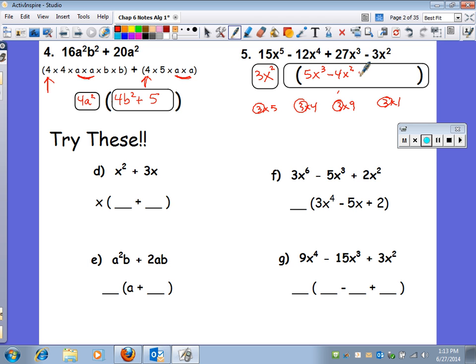27 divided by 3 is 9. You had 3 x's and you took out 2 of them because they were common, so you have 1 left. Negative 3 divided by 3 is just simply a negative 1. You had 2 x's and you took them both out. So that would be your answer right there.